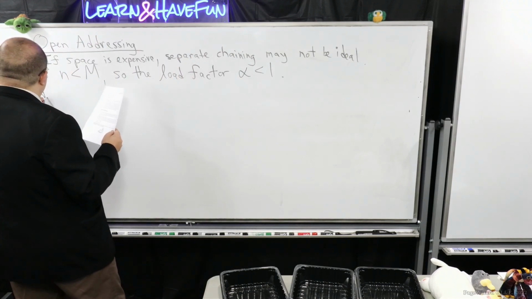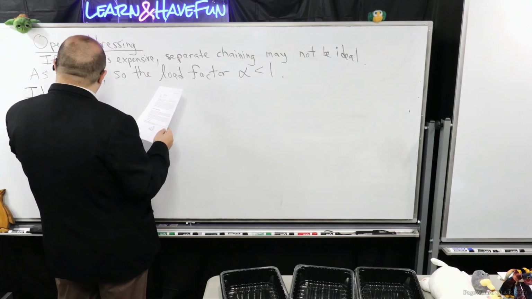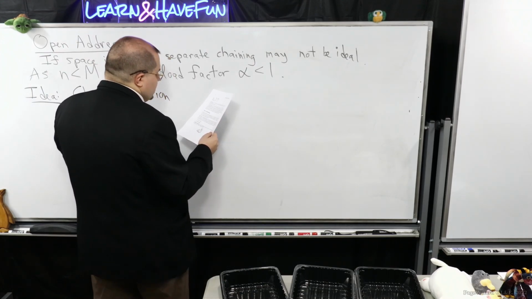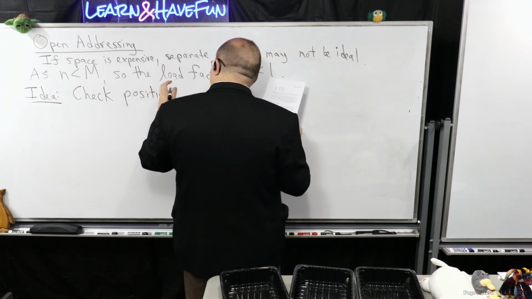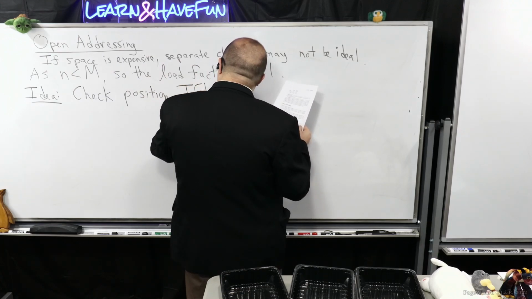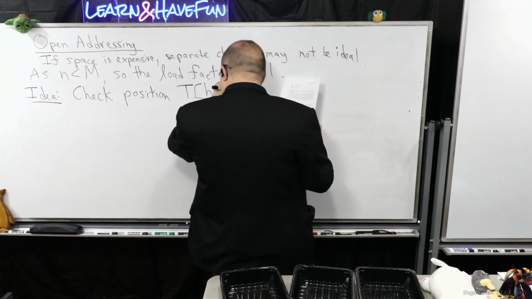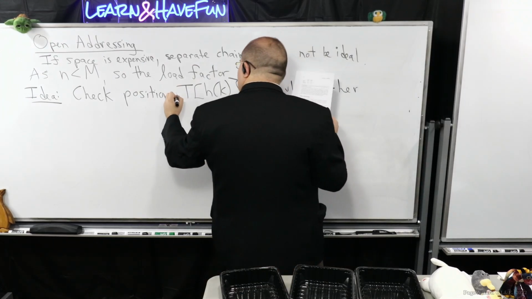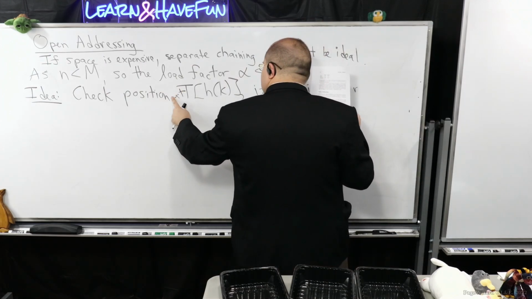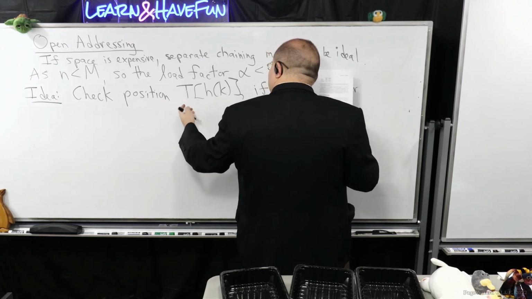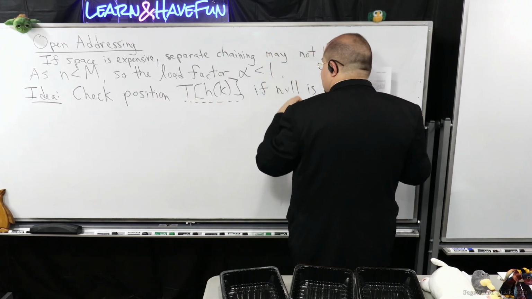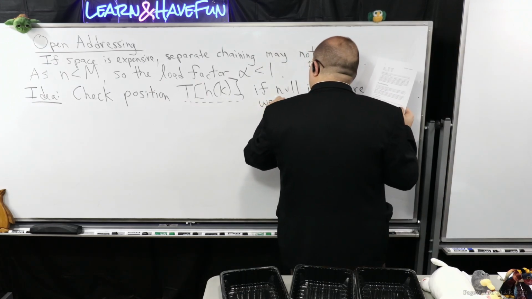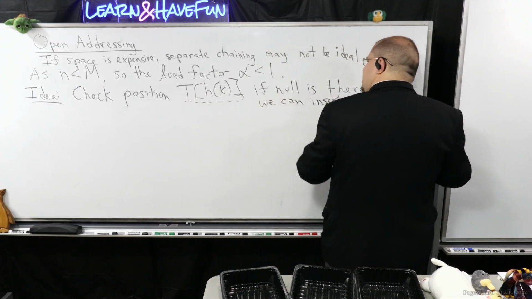Here's the main idea, and I'll elaborate on this in a moment. Whenever we're doing insertions, removals, or searching, we check the position of h of k, and we check what's in there. So we check the table in that given spot. We check that table slot. If null is there, then we can insert.